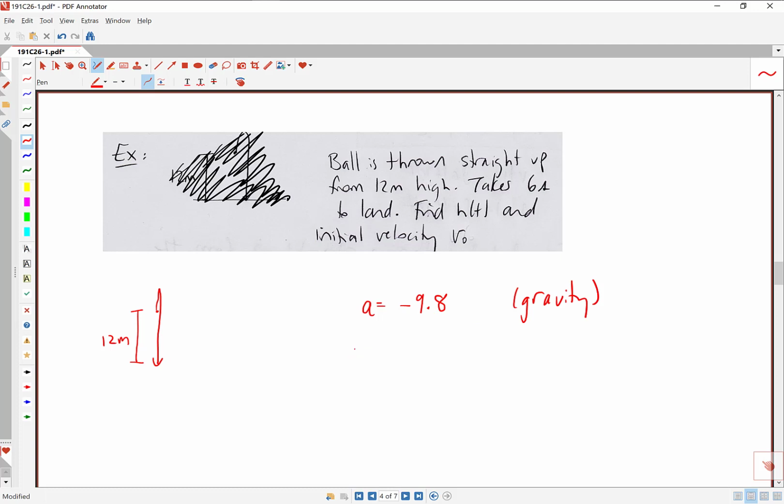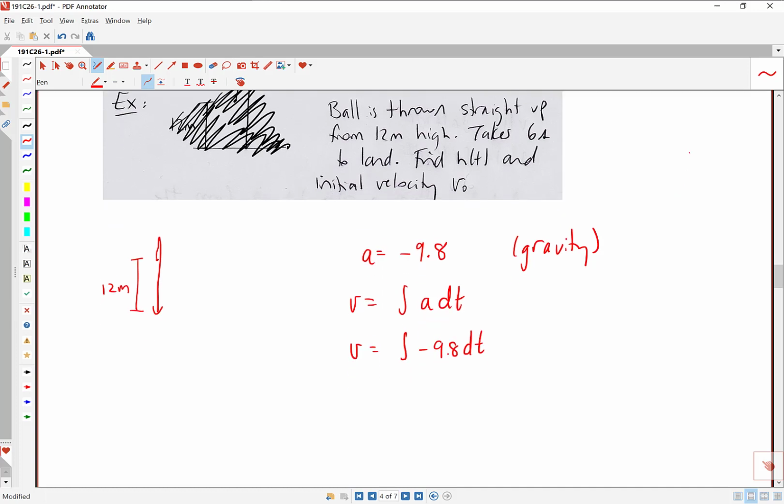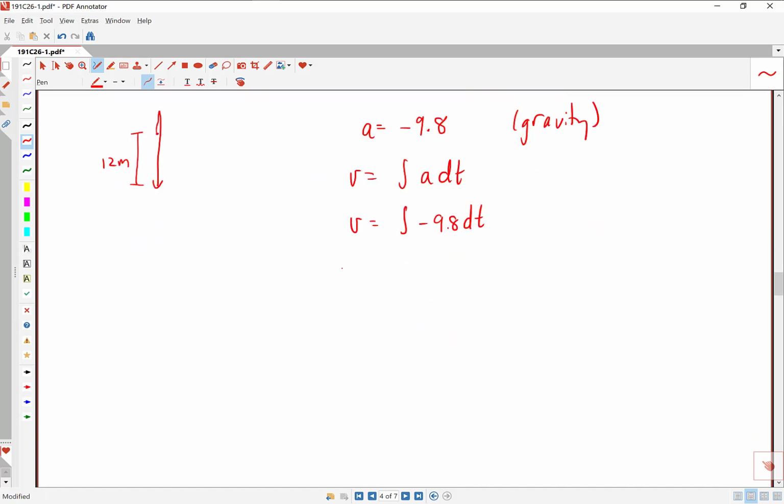And let's go ahead and find a formula for velocity just by integrating our acceleration function. All right, so let's integrate our acceleration. We're just integrating negative 9.8 with respect to t. So that tells us that velocity is equal to negative 9.8 t plus some constant. I'm going to call this constant C1 because we'll likely have another constant later in the problem.